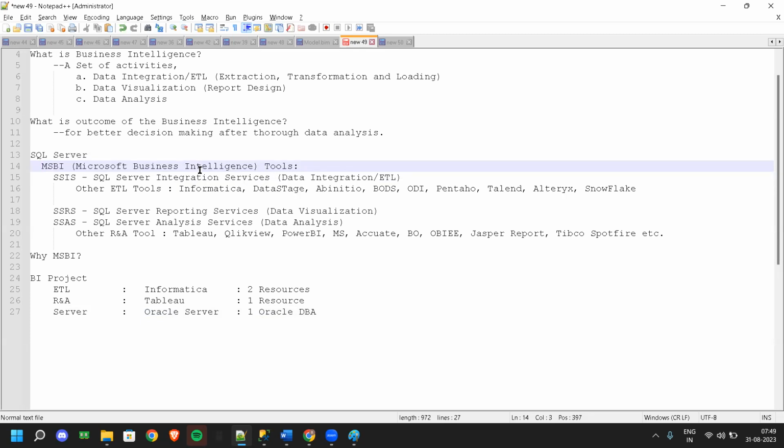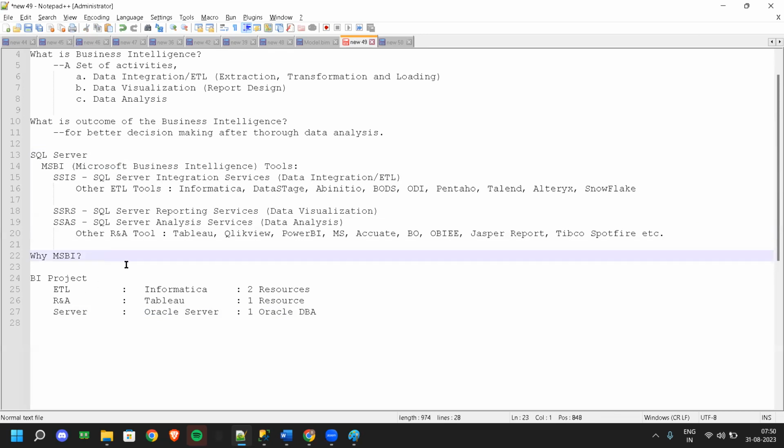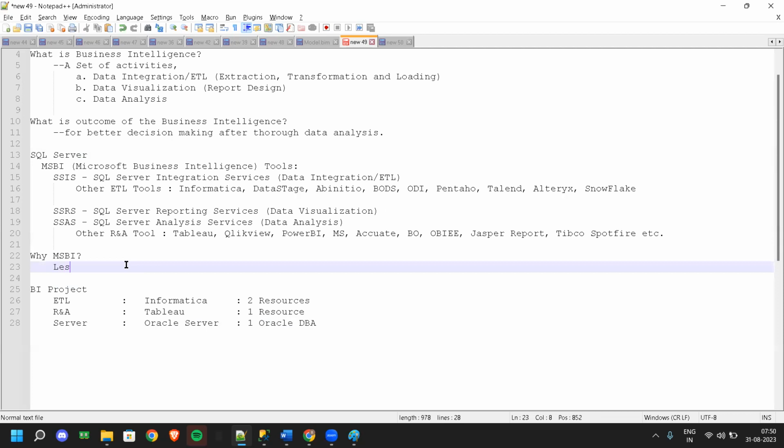Oh, that is really good, right? When I purchase a SQL Server license, all three MSBI tools are free of cost. You don't require to put in a single rupee to get all these things. That's the reason MSBI is on top, even after 15 years as well. So, why MSBI, guys? Less in cost, zero in cost when I say.